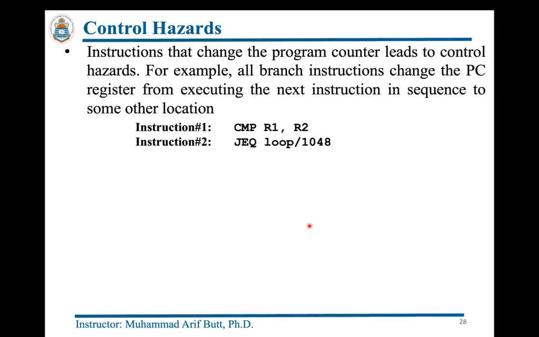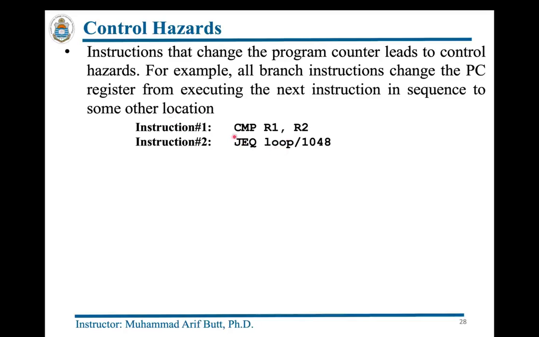Well, let us move on to the third category of hazards, control hazards. Instructions that change the program counter lead to control hazards. For example, all branch instructions change the program counter register from executing the next instruction in sequence to some other location.